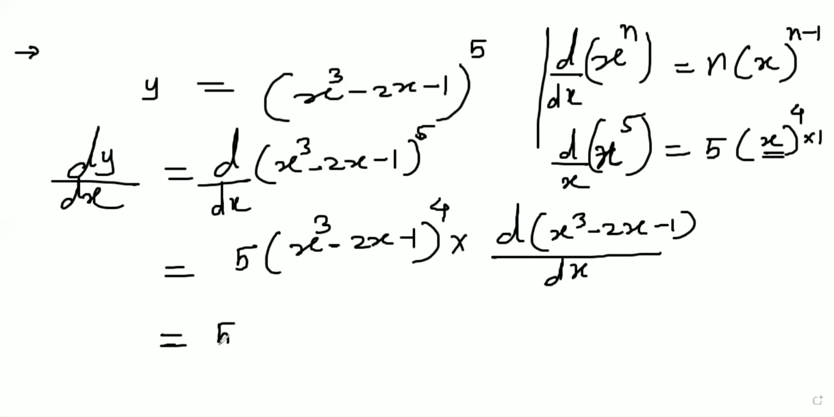I will write the first function as it is, because we have already found the derivative of this here: (x cube minus 2x minus 1) raised to 4. This term you have to write as it is. Here you will sort out the terms, or separate them: x cube, minus 2x, and minus 1, and let's find the derivative individually.